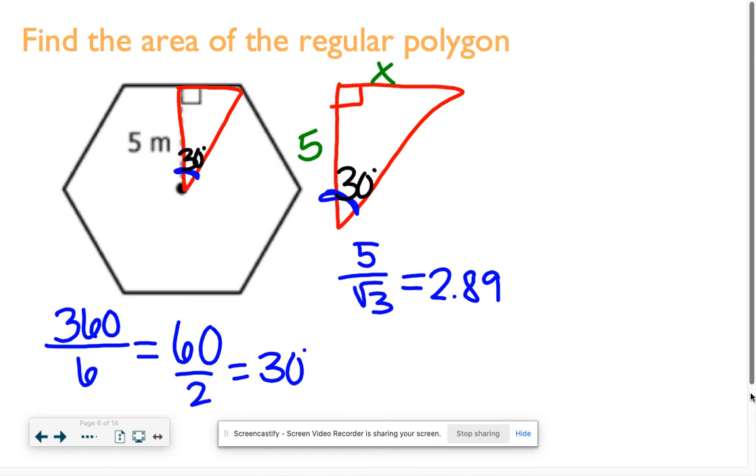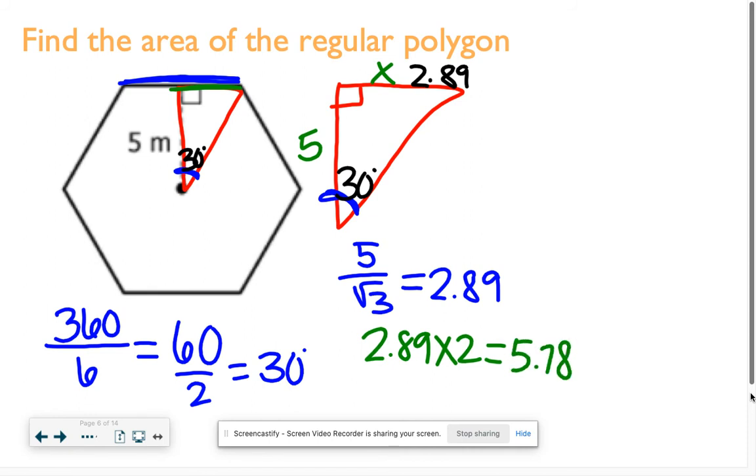So what we just found, folks, is this guy right here is 2.89. Okay, now don't get ahead of yourself. That is just this part right here. We need the entire length of that. So we have to double it, right? Because I need the whole thing. I just found half. So 2.89 times 2 gives us a side length of 5.78. So we just found our side length to be 5.78.